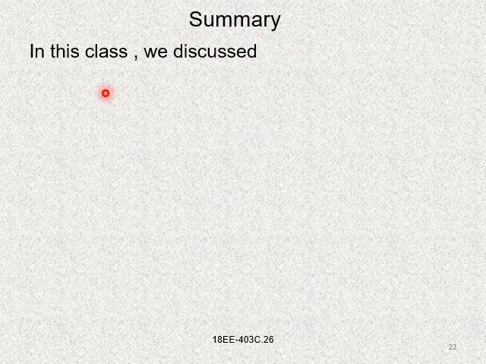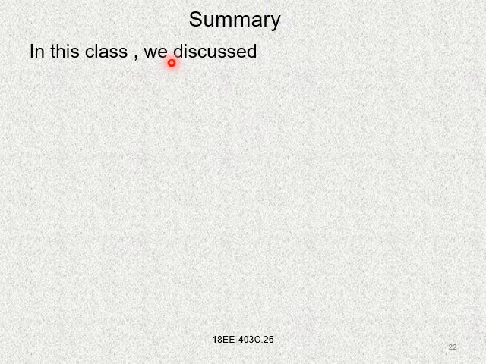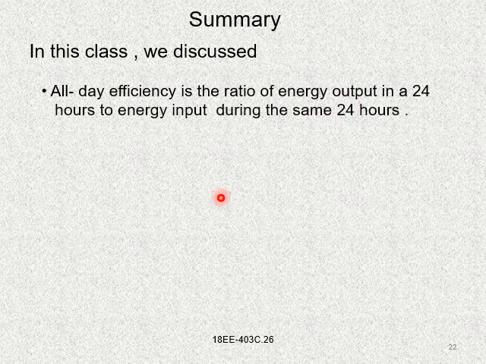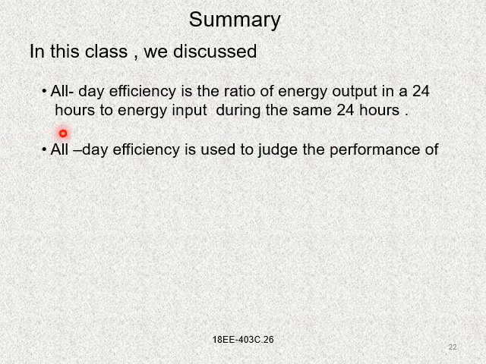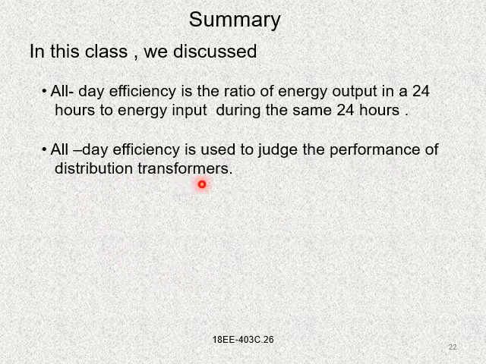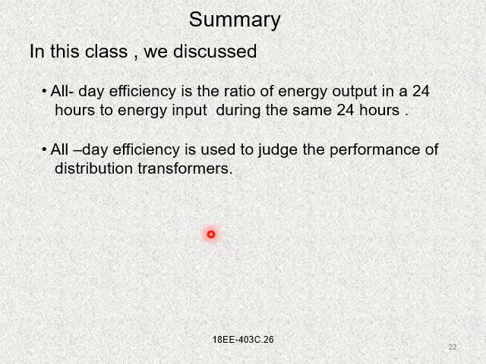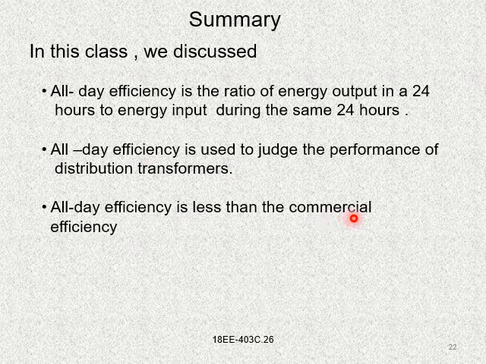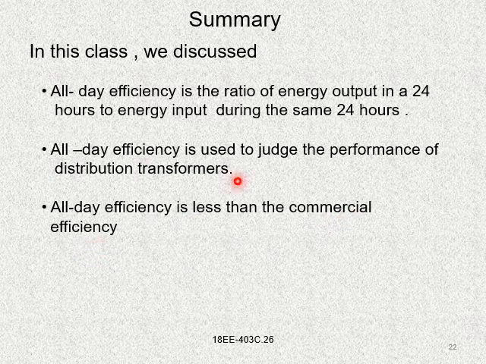And for today's summary: in this class we have discussed that the all day efficiency is the ratio of energy output in 24 hours to energy input during the same 24 hours. The all day efficiency is used to judge the performance of a distribution transformer. Now please make a note of all these things. The all day efficiency is less than the commercial efficiency. These are all important bits.